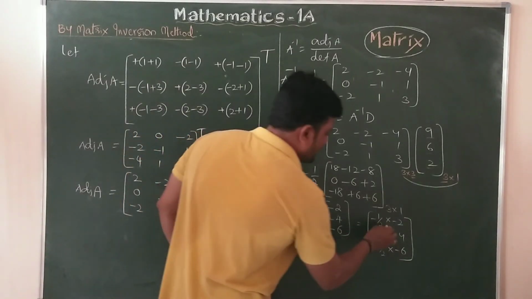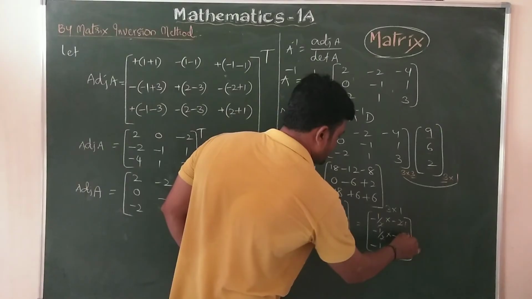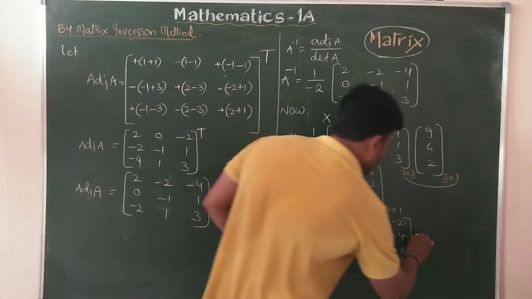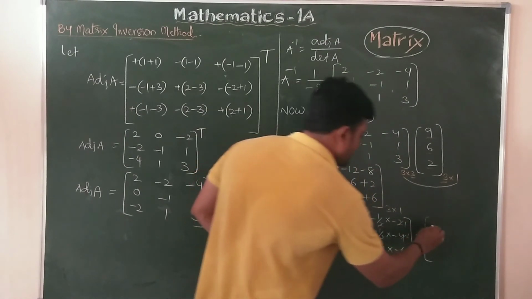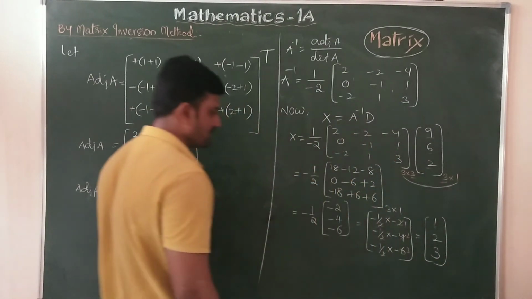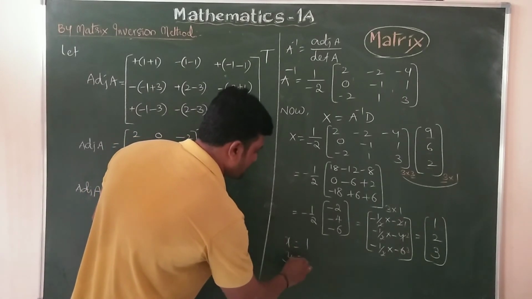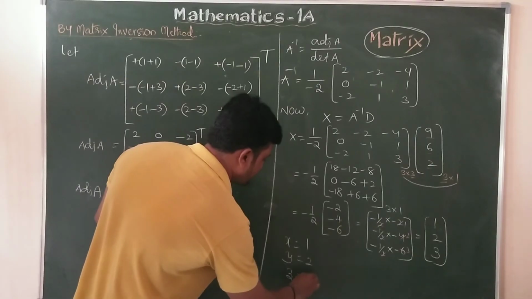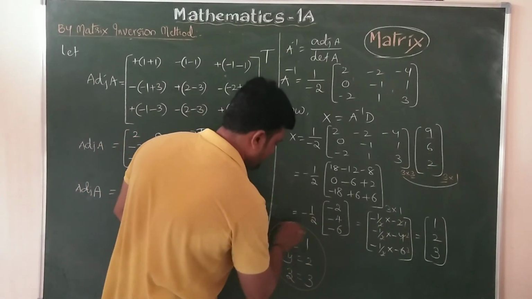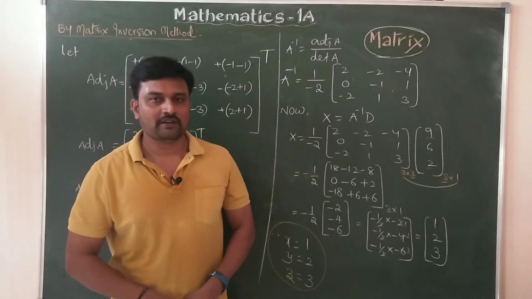Now after dividing by 2, the ones are 2, the twos are 2, the threes are 2. Okay. This is nothing but minus into minus, plus: 1, 2, 3. Okay. Now the solution is x equals 1, y equals 2, z equals 3. Okay. This is the solution for the system of linear equations. Okay.